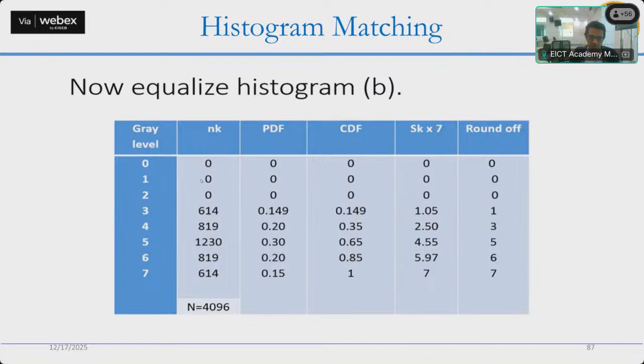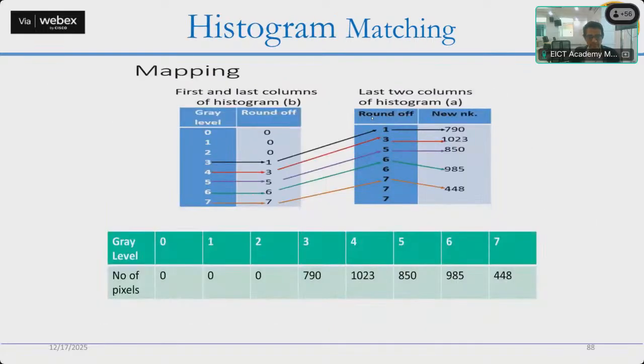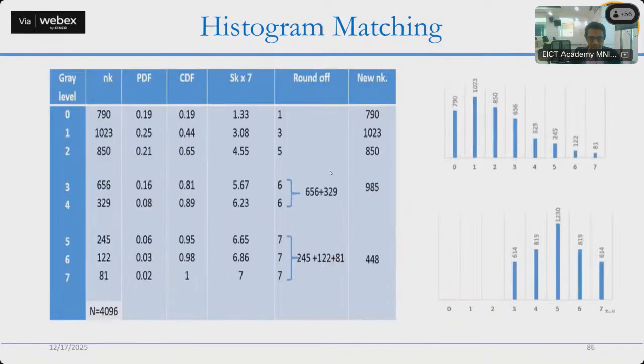0 will become 0, 1 is considered as 0, 2 as 0, 3 as 0, and so on, 7 as 7. Then you need to map your target image to the original image, B to A. You take the last two columns of histogram A, the round off value and the new number count: 790, 23, 850, 985, 448. Again, this is the last column. This is basically the first column.